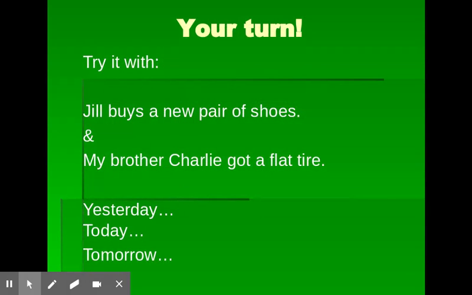All right, so what I want you to do is there are two sentences written on the slide here. When I'm finished, pause this video, either type or write out three sentences and use those three words at the beginning of each one of those. So you're either going to choose "Jill buys a new pair of shoes" or "my brother Charlie got a flat tire." Either one works. And I want you to just write those three down and then change the verb based on the word that you chose for the time change. All right, so pause this video and do that right now.